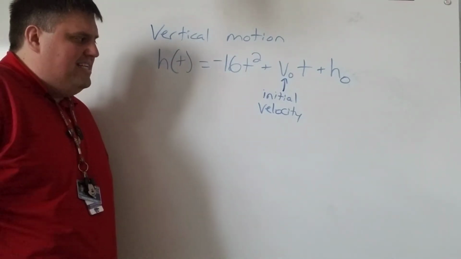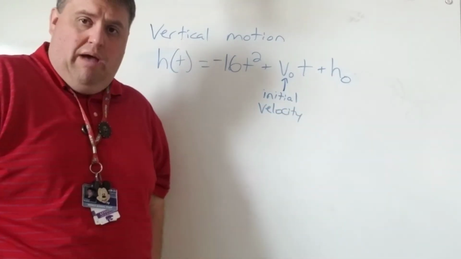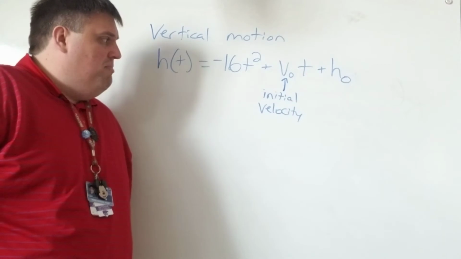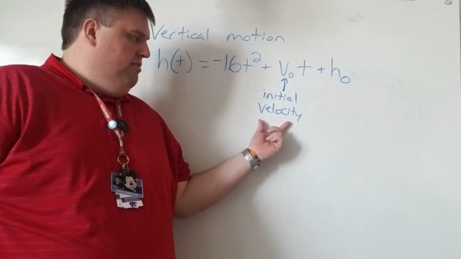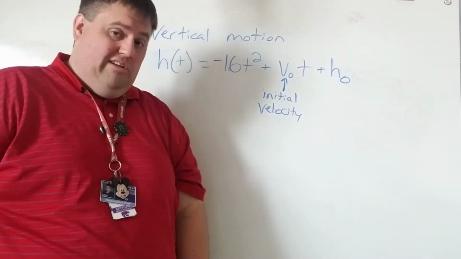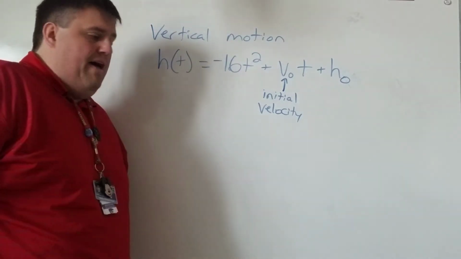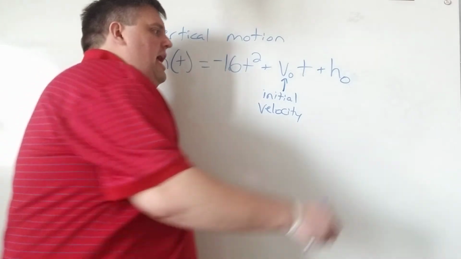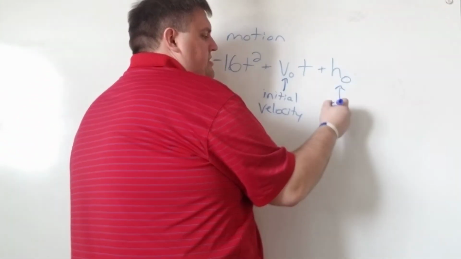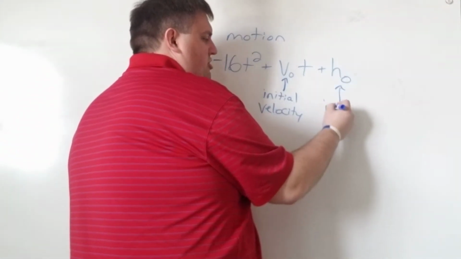It is worth noting that if you drop something, just pick it up and drop it, it doesn't have an initial velocity. So my initial velocity would be 0. If it was just completely still and then it started moving, we're not going to have an initial velocity. However, this h sub o, our constant term, is going to be our initial height.